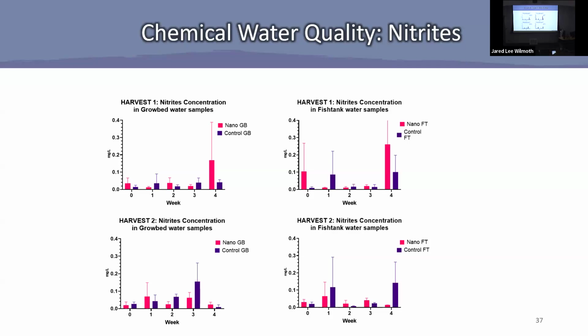It makes sense here, like at week 4, we're detecting high amounts here, and so we should be able to detect somewhat higher amounts here. And then if you look at harvest cycle 2, we don't necessarily see that same trend. Both relatively start out similarly. Week 1 is a little bit higher, then week 2 it drops in the grow bed, and then it increases, and then it drops. Similarly with the fish tank water, it starts out high, increases, then drops, then increases, then drops.